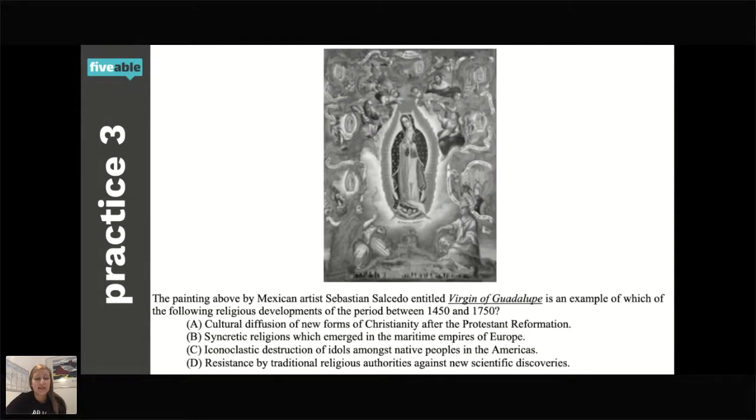Woot. The painting above by Mexican artist Sebastian Salcedo entitled Virgin of Guadalupe is an example of which of the following religious developments of the period between 1450 and 1750? A, cultural diffusion of new forms of Christianity after the Protestant Reformation. B, syncretic religions which emerged in the maritime empires of Europe. C, iconoclastic destruction of idols amongst native peoples in the Americas. Or D, resistance by traditional religious authorities against new scientific discoveries. Number 3, answer A, B, C, or D.